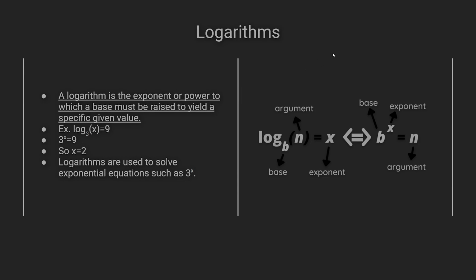And if we go to the right, we can see the formatting of a logarithm, where we have the log, then we have the base, then we have the argument in parentheses, and then we have the exponent or the specific given value. So in the actual definition, right? The definition being a logarithm is the exponent or power to which a base must be raised to yield a specific given value, where the exponent is our specific given value.